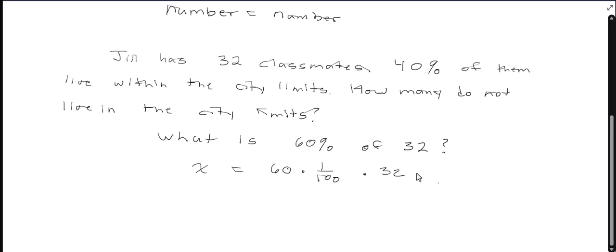And we get 19.2. So obviously you can't have 19.2 classmates, so we would say the answer is going to be 20. Okay, let's look at another example.